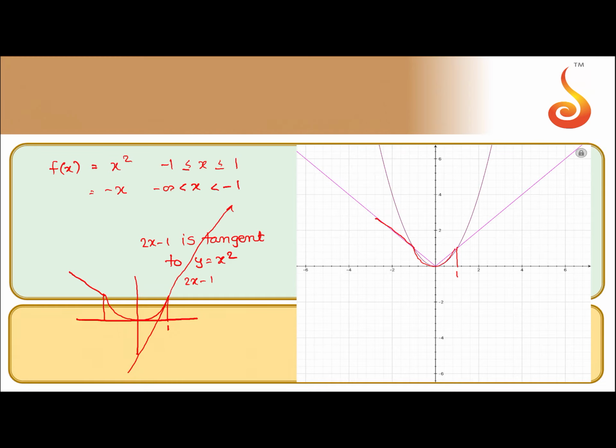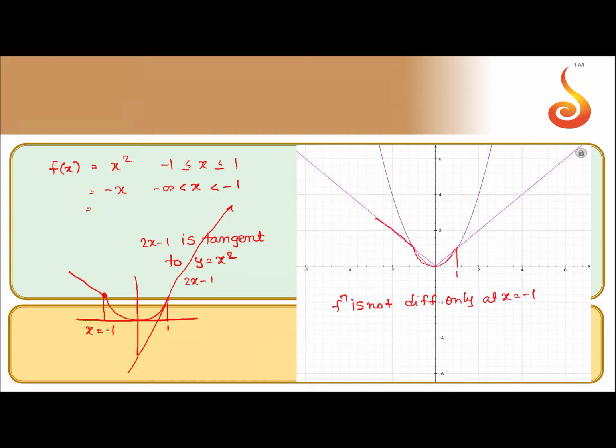So what we observe is only at x equal to minus 1 are we getting a sharp edge. So the function is not differentiable only at x equal to minus 1. Normal mathematical calculation also you can do.